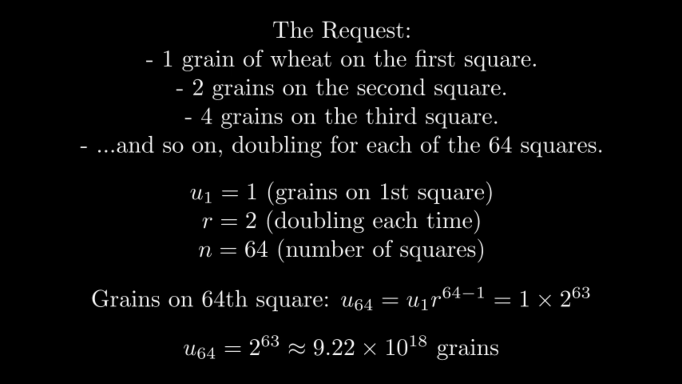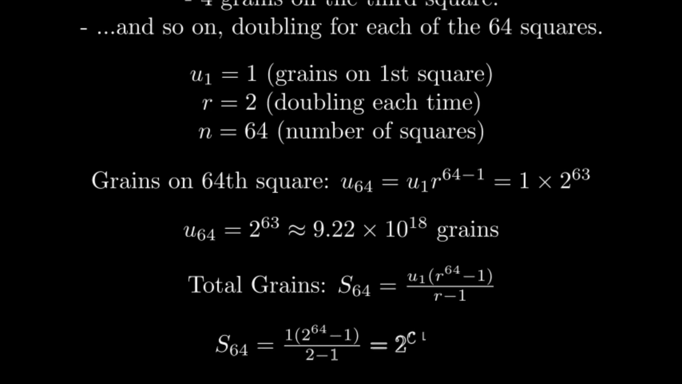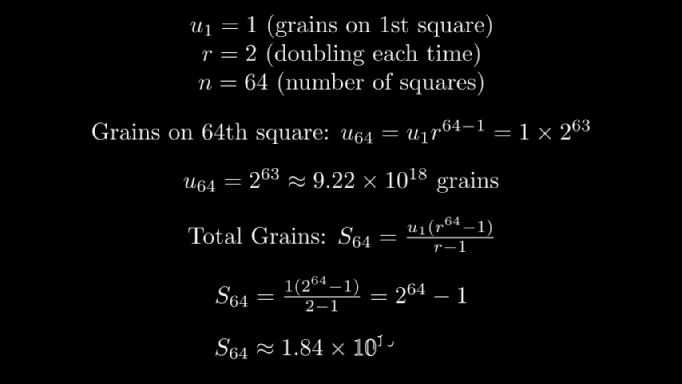But the request was for the total amount of wheat, so we need to find the sum of all the grains on all 64 squares. We need to calculate S sub 64. We'll use our sum formula. S sub n equals u sub 1 times r to the n minus 1 over r minus 1. Let's plug in our values. S sub 64 equals 1 times 2 to the 64th minus 1, divided by 2 minus 1. The denominator is just 1, so the total sum is 2 to the 64th minus 1. This number is roughly double the amount on the last square. It's approximately 18.4 quintillion grains of wheat.